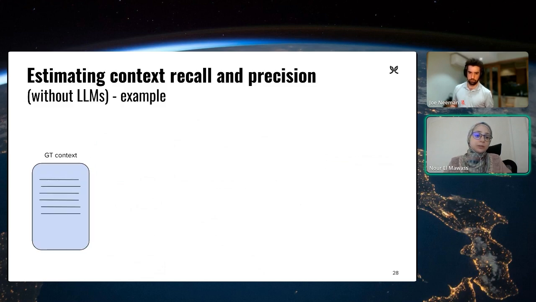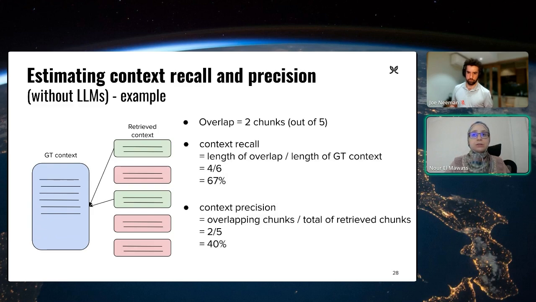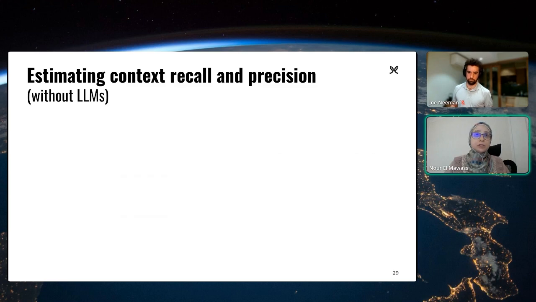So this is our ground truth context. For each question in our benchmark of questions, we know what the ground truth context related to that question is. And then we run the RAG setting and we get 5 different chunks. In this particular case, we have 2 chunks that overlap with the ground truth context, so we can consider them as relevant. Using this overlap, we can use the equations that you saw before to compute both precision and recall. So for precision, for example, you have 2 out of 5 chunks that are relevant, which gives us a precision of 40%.